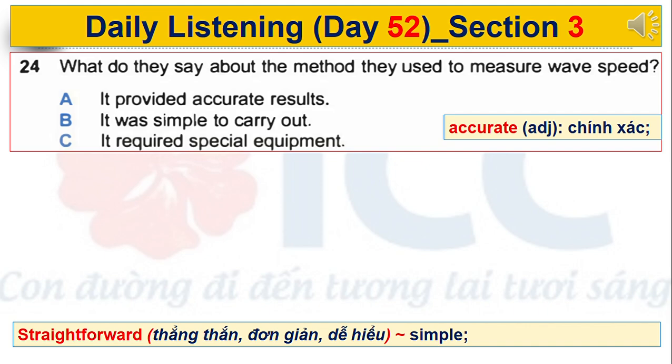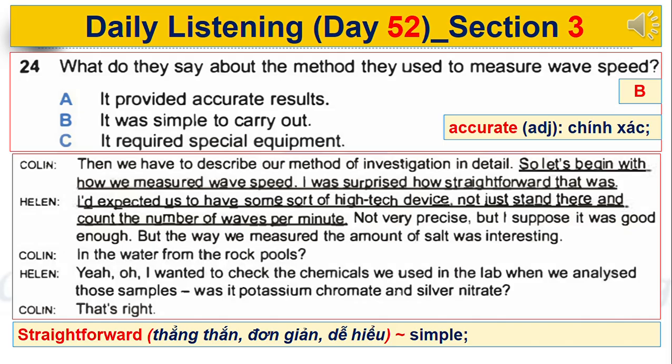But the way we measured the amount of salt was interesting. In the water from the rock pools? Yeah. Oh, I wanted to check the chemicals we used in the lab when we analysed those samples. Was it potassium chromate and silver nitrate? That's right. OK. And we need the map of the seashore.